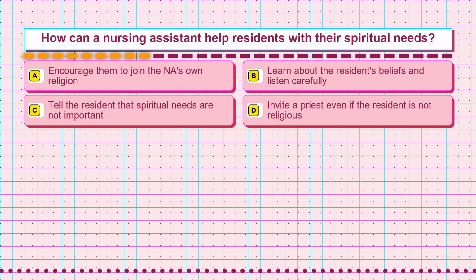Option A. Encourage them to join the NA's own religion. Option B. Learn about the resident's beliefs and listen carefully. Option C. Tell the resident that spiritual needs are not important. Option D. Invite a priest even if the resident is not religious.